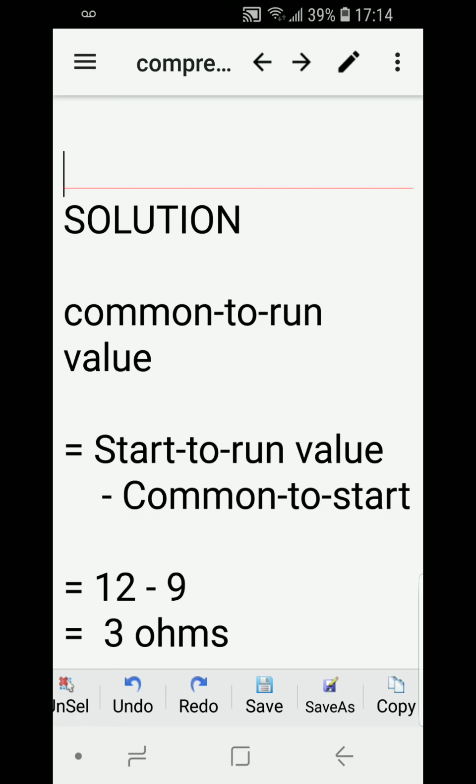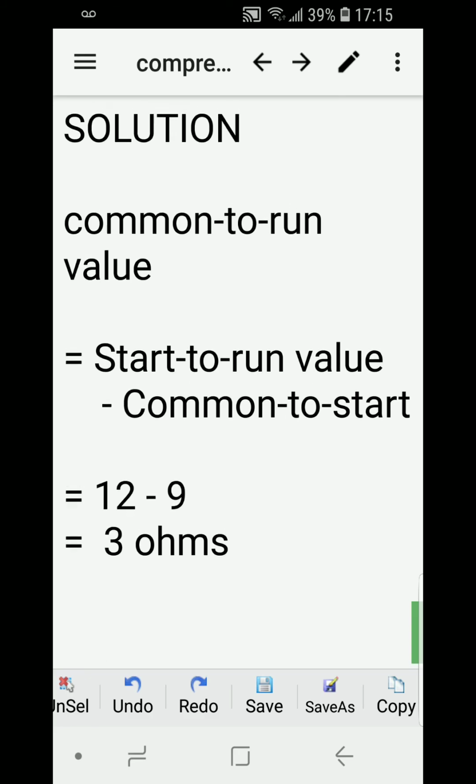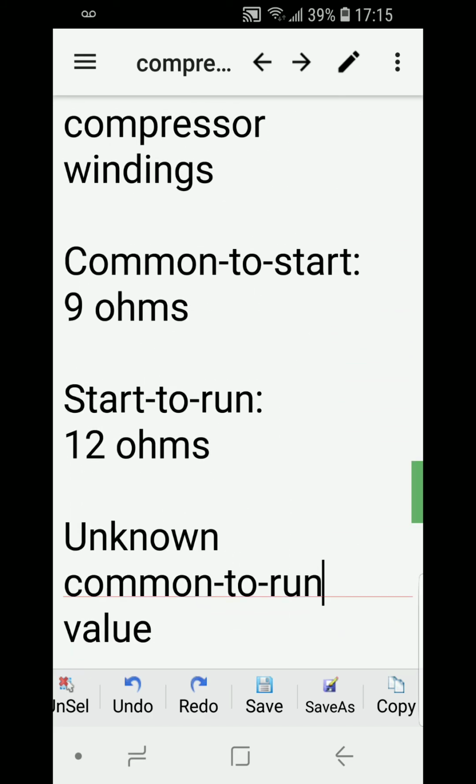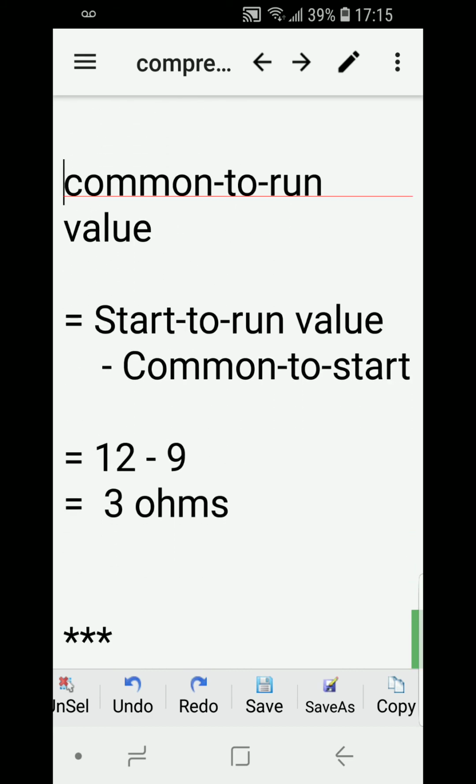And then whatever is the highest value, that is the start to run value, and that will be the total. What I mean by total is the start to run is the total, and the common to start plus the common to run will equal the start to run. So then we're given the common to start value of 9, and we just subtract it from the start to run. So 12 minus 9, we've got 3 ohms.